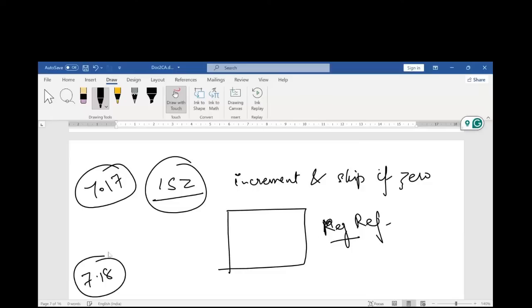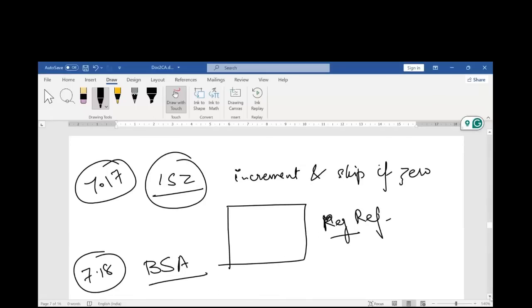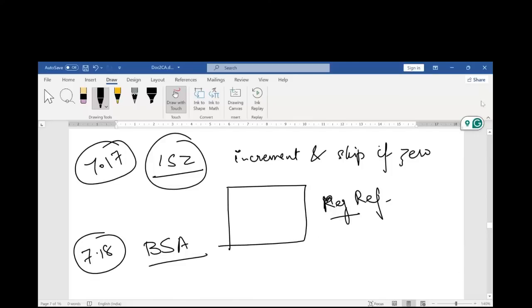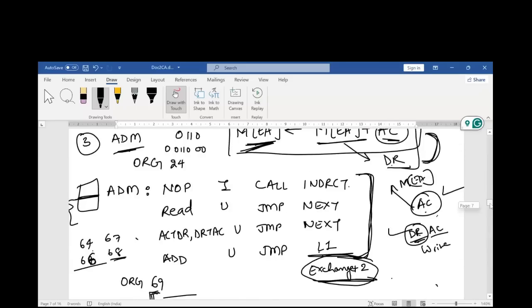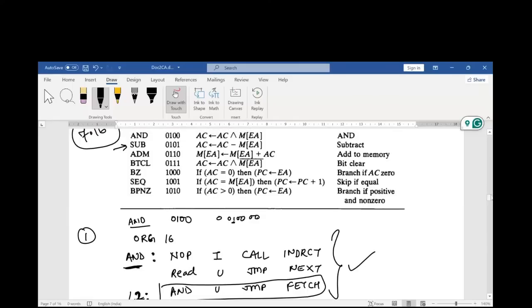Similarly, 7.18, if you see, is of BSA. BSA was branch and save return address. Okay, so you know what you have to do in branch and save return address, which are the steps involved in BSA from chapter number 5. All you have to do is write it in the form of microprogram. Simple. Okay, so this was it. Few examples which we did for chapter number 7. And only now one topic is left in this chapter, designing of the control memory, which we'll be doing in the next lecture session. Okay? If you have any doubts, you can ask me or you can leave the meeting.